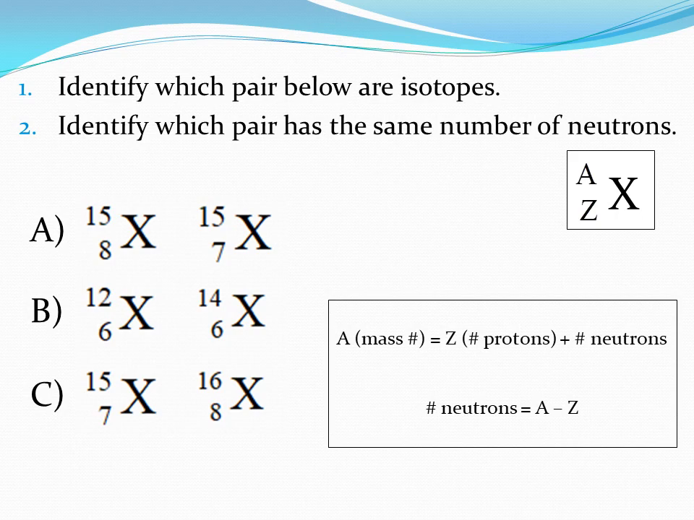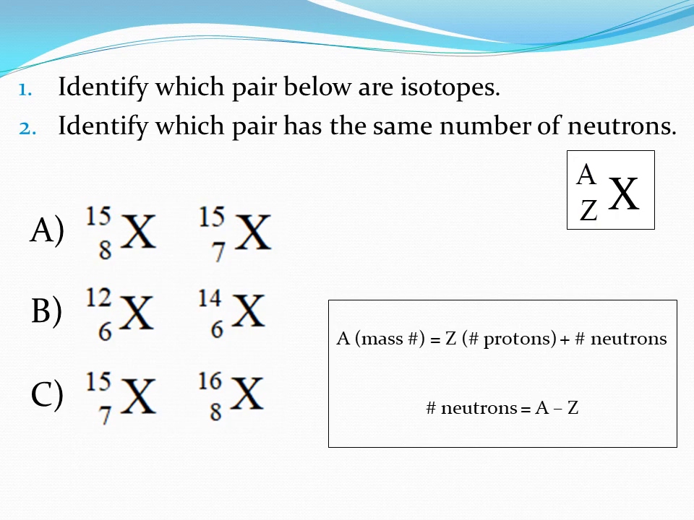The upper left-hand corner of the atomic symbol is A, the mass number. That number is generated from the number of protons plus the number of neutrons. In the bottom left-hand corner, we have Z, which is the atomic number, and it's also the number of protons. So the first objective here is to find which of the pairs are isotopes. In order to be an isotope, you have to have the same atomic number, or the same number of protons.